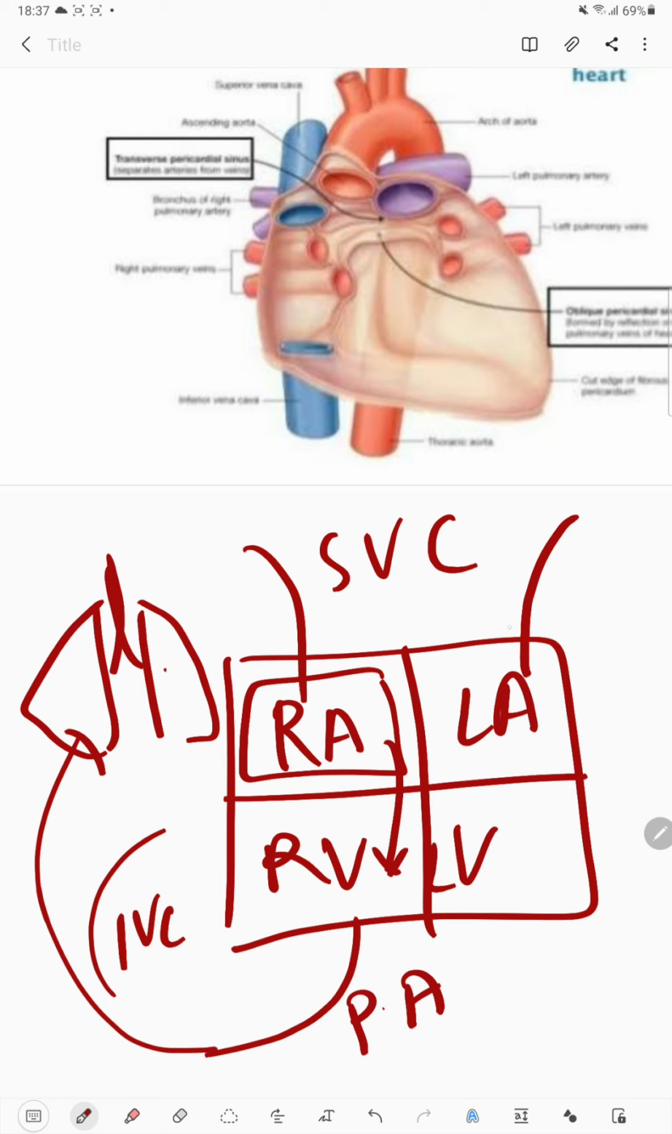The deoxygenated blood is taken to the lungs and it gets oxygenated there, and from here the oxygenated blood comes to the left atrium in the form of four pulmonary veins, right? So two pulmonary veins from the right lung, two from the left lung. They come and drain towards your left atrium, and from there the oxygenated blood goes down, and from here to the aorta, and then it goes to the entire body.